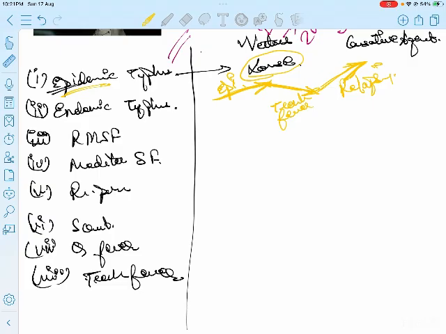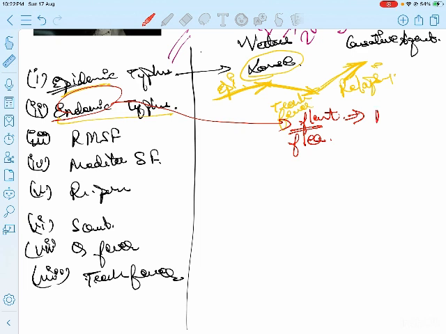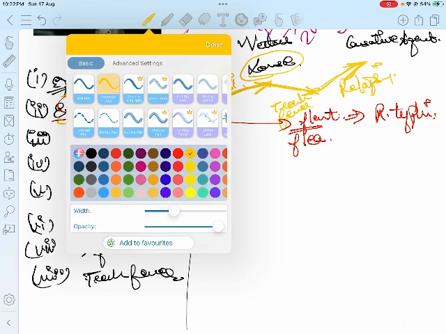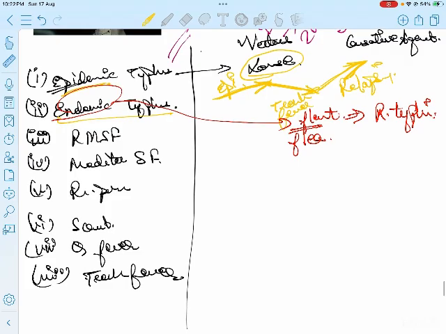Okay, for endemic typhus we can remember it as flint. So endemic, flint. For F we can remember that the vector is flea and the causative agent is Rickettsia typhi. Here the causative agent for epidemic typhus is Rickettsia prowazekii. Since louse is a very provocative agent, we can remember it as prowazekii.